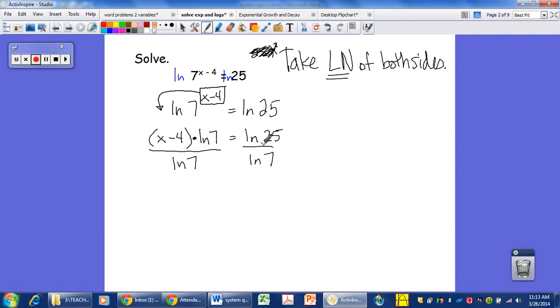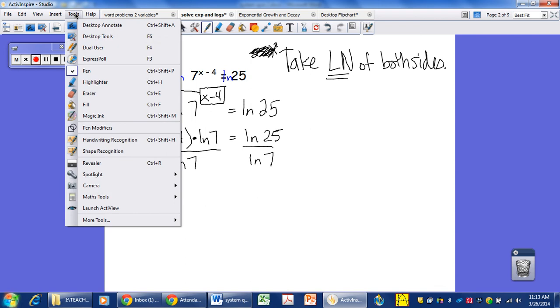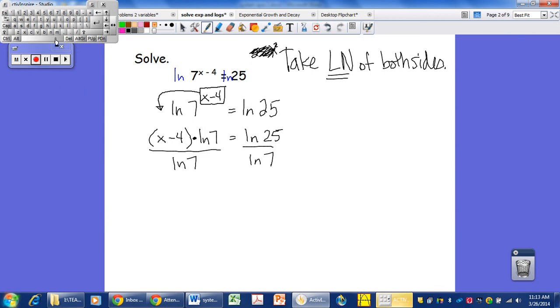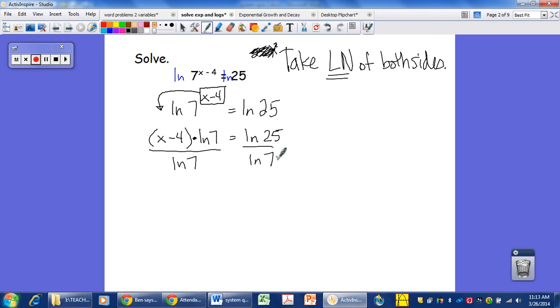We're going to have to get a calculator to do this. Let me see if I have a tool that has a calculator, so I can do it right here on the screen. On-screen keyboard, maybe so? Nope, that's not it. So I'll just have to do it on a regular calculator.